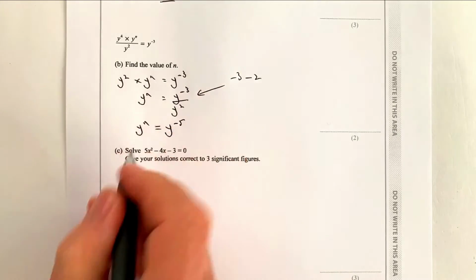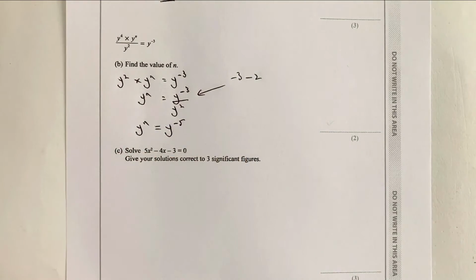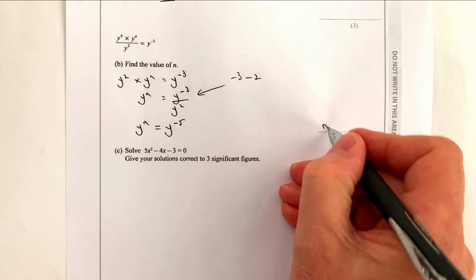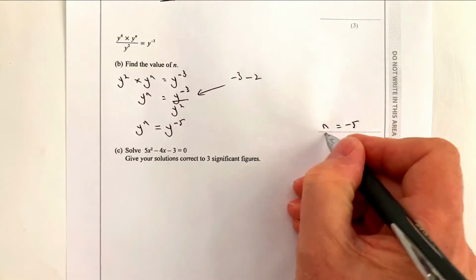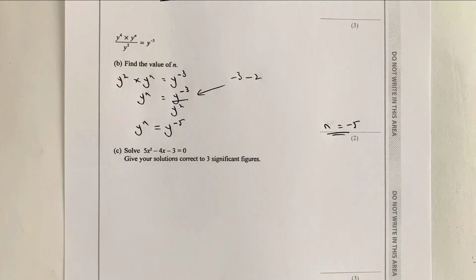So y to the n is y to the minus 5. So therefore, in this particular question, n must equal minus 5. And that's the answer to that question. Okay, hopefully that's all right for you.